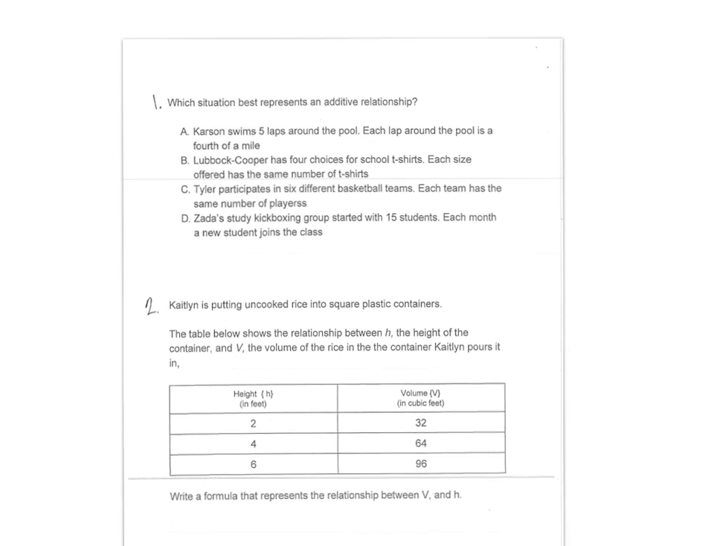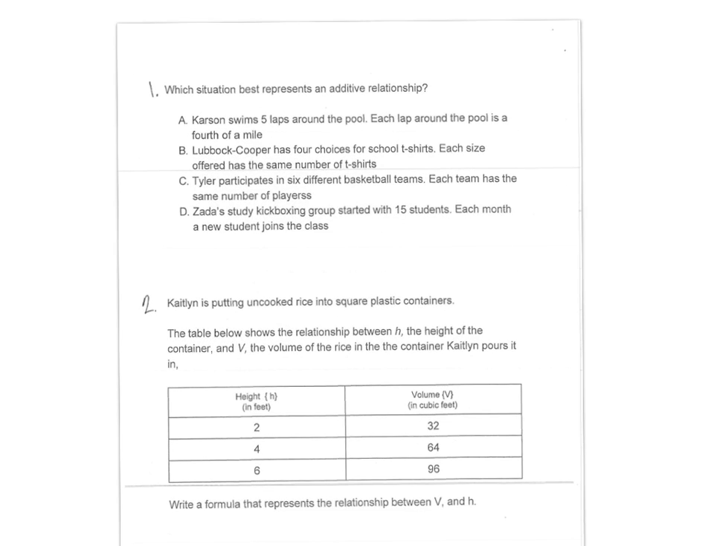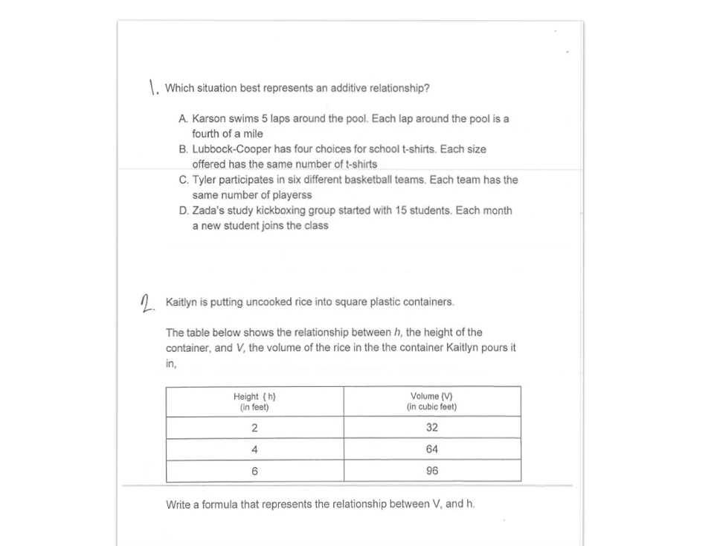Which situation best represents an additive relationship? Remember that an additive relationship means that it will not include the ordered pair 0, 0. Okay? Everybody remember that. So I'm looking for an additive relationship. Carson swims 5 laps around the pool. Each lap around the pool is 1/4 of a mile. So think about this. If Carson swam 0 laps, how far would he have gone? 0. So that would include 0, 0. And that's multiplicative, so that won't work.